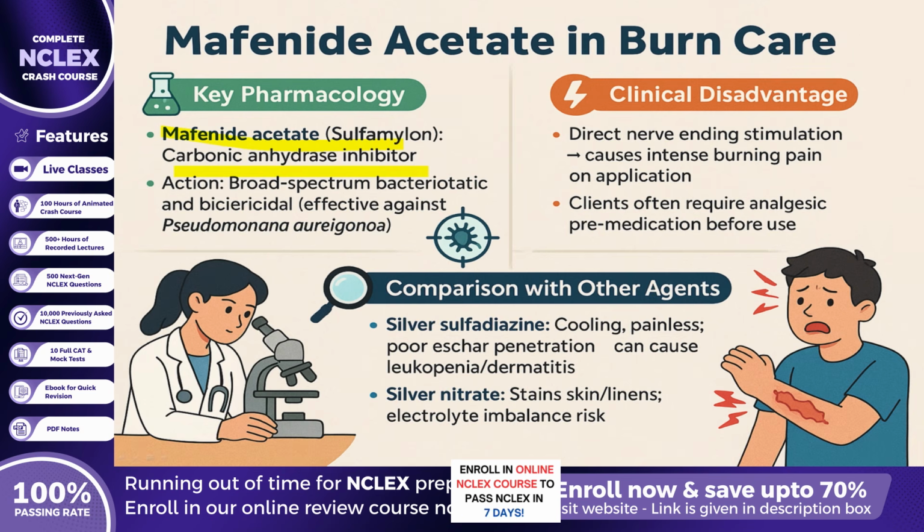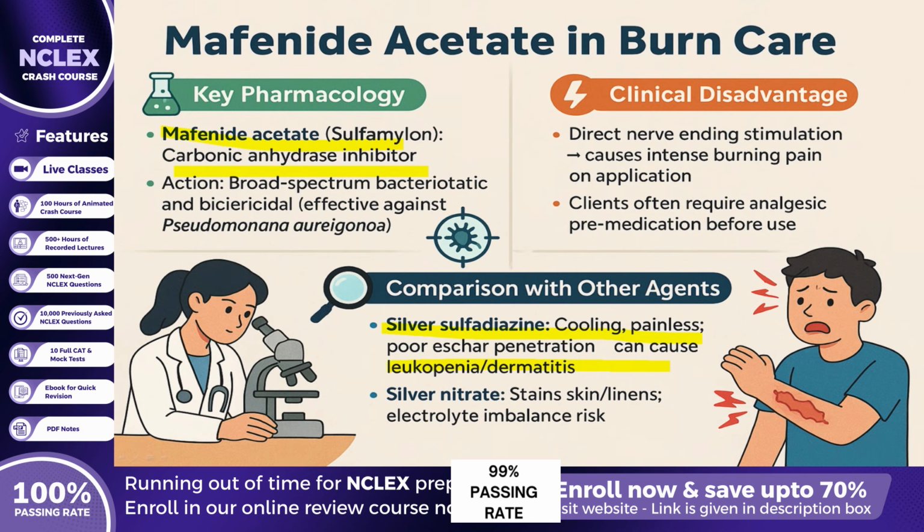To put this into perspective, other topical agents have different drawbacks. Silver nitrate, for instance, is notorious for staining everything it touches and can cause electrolyte imbalances. Silver sulfadiazine, on the other hand, is painless and soothing, but it does not penetrate eschar well and may lead to leukopenia or localized dermatitis.